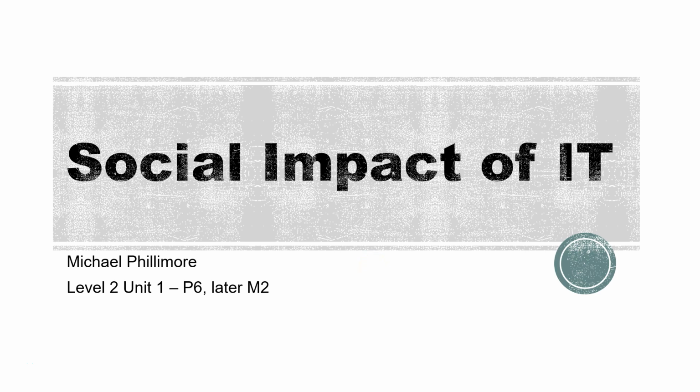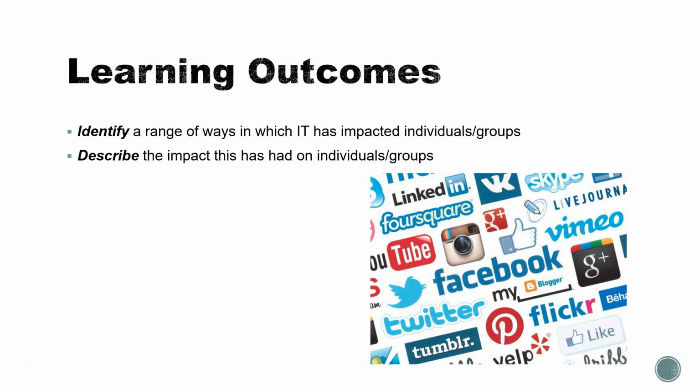We're going to do a couple of videos about the social impact of IT. This is for Level 2 Unit 1, the P6 criteria, and later we're going to address the merit criteria, which is M2. However, in this first initial video, we're going to start by looking at P6. So, the learning outcomes we're going to cover in this video: we're going to identify ways in which IT has impacted predominantly individuals and groups.